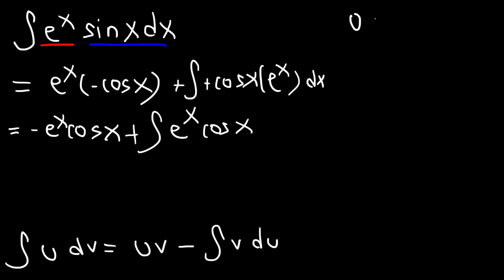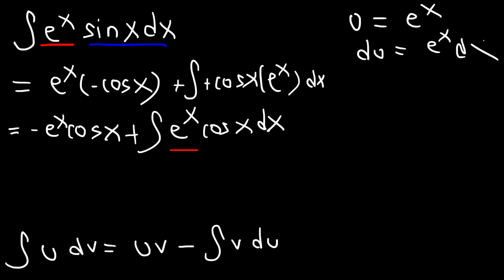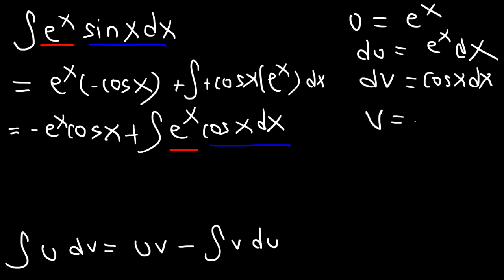So once again, we're going to make u equal to e to the x. And I'm forgetting a dx symbol. Let's put that there. And then du is going to be the same thing, e to the x dx. And then the other part, cosine x dx, we're going to make that equal to dv. And so the integral of dv, which is v, that's the integral of cosine, which is positive sine x.